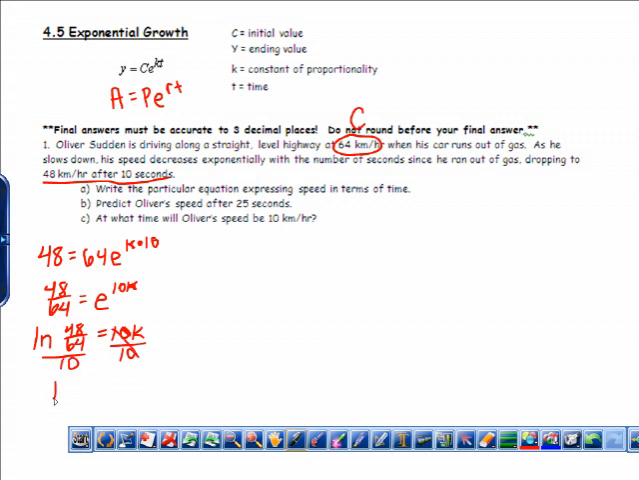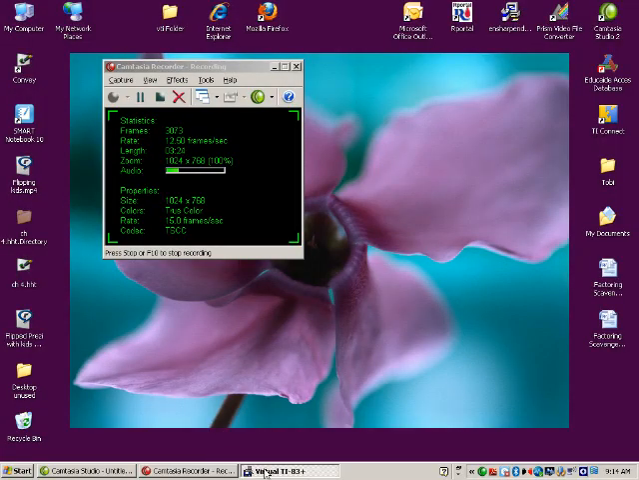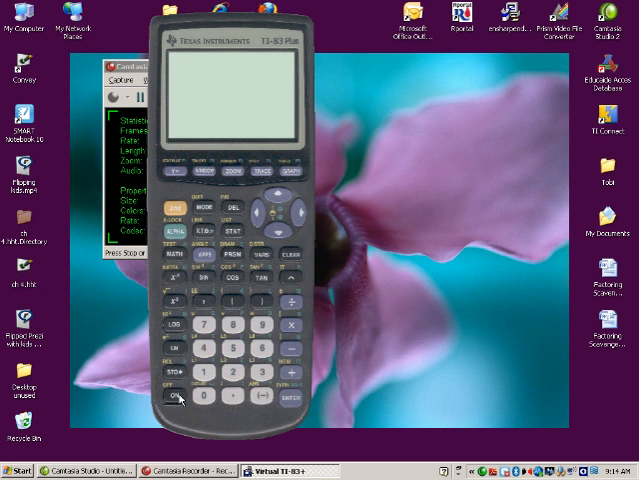This is pretty much how it's always going to work out to find k. You're going to do natural log of the ending value divided by the beginning value, and then all of that divided by your time, which in this case was 10. Now let's go into our calculator. Pause the video and get your calculator out if you haven't yet, because we definitely want to all be on the same track here. We're going to do natural log of 48 divided by 64, close the parentheses, then divide by 10, and that gives us our k value.